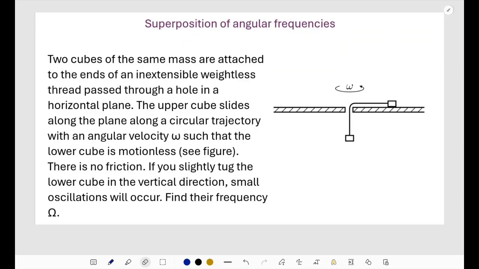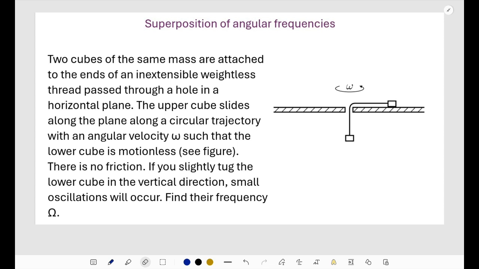And here we have yet another problem to solve. The statement of the problem is: two cubes of the same mass are attached to the ends of an inextensible weightless thread. You can see the picture. The thread is passed through a hole in a horizontal table.